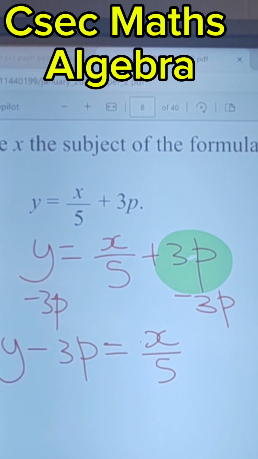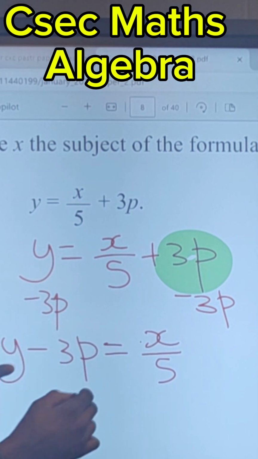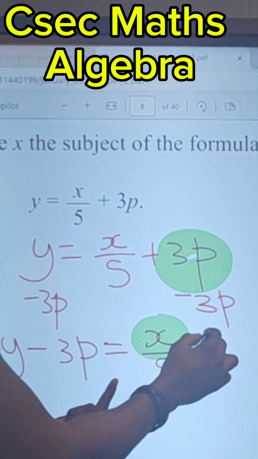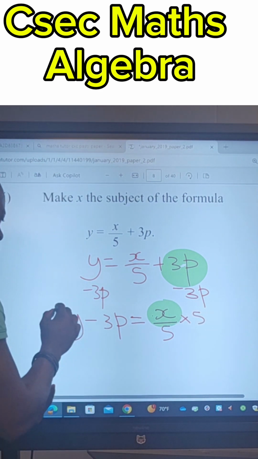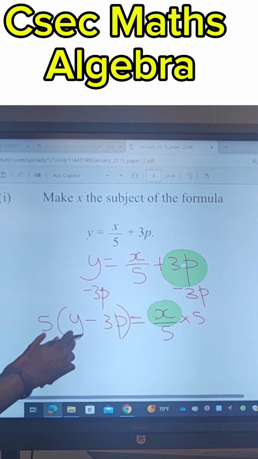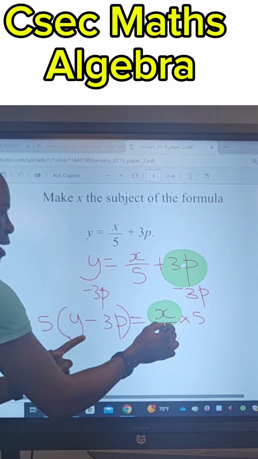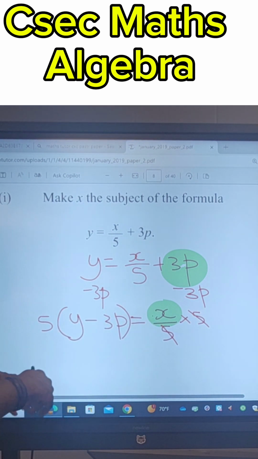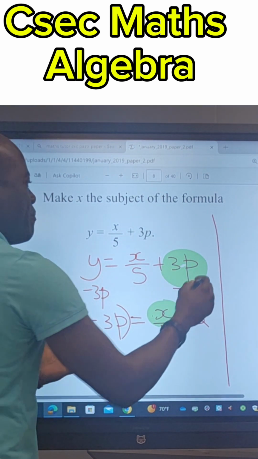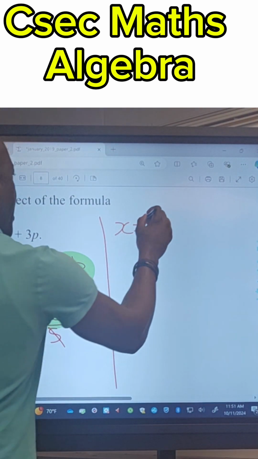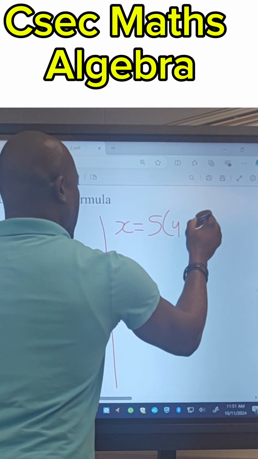Remember, the intention is that we want to make x the subject. Therefore, I want this to be isolated. It is being divided by 5, so we're going to multiply both sides by 5. Because this is two things here, I put this in a bracket and then I multiply by 5. So this is going to cancel, and as you can see here, x is now left alone.